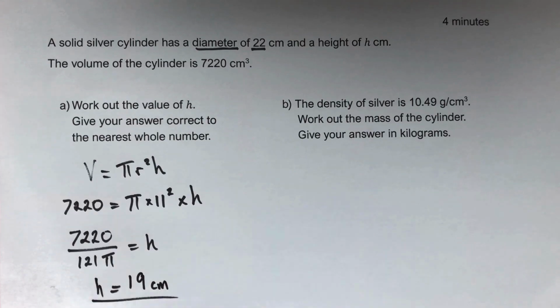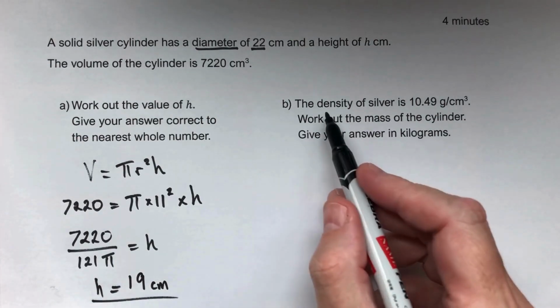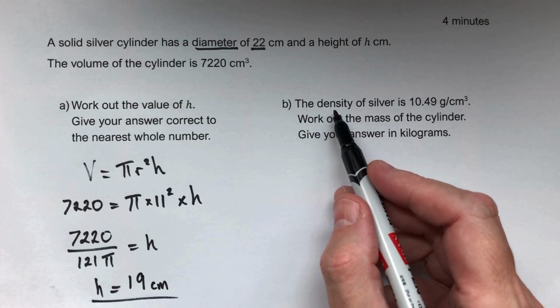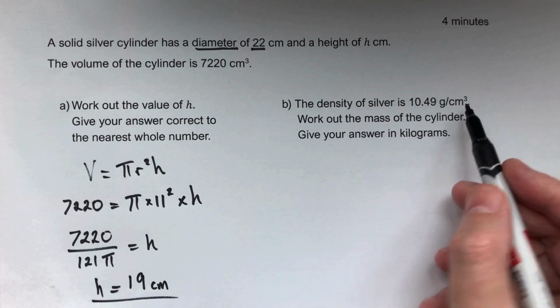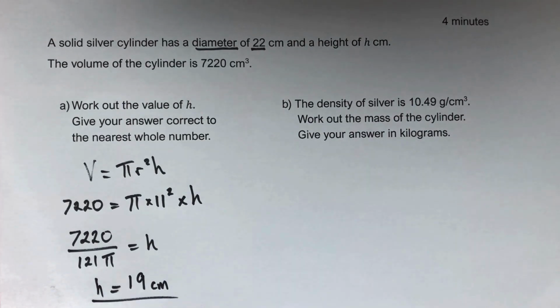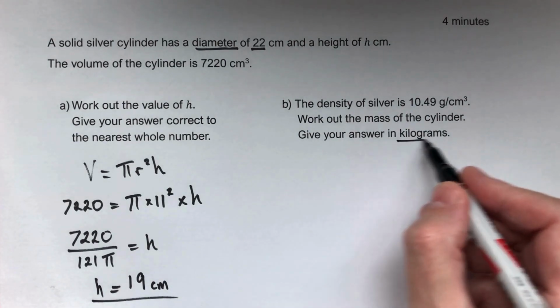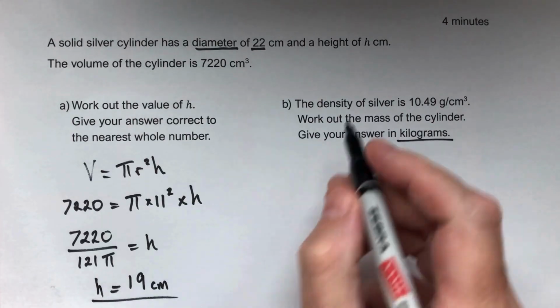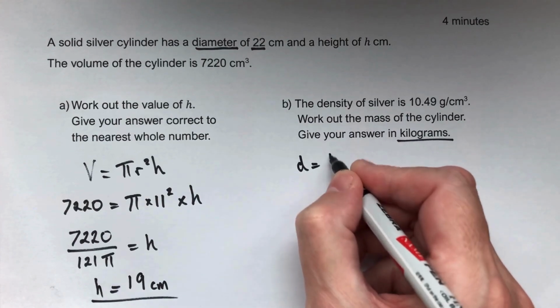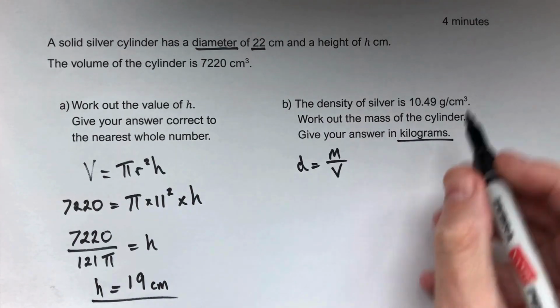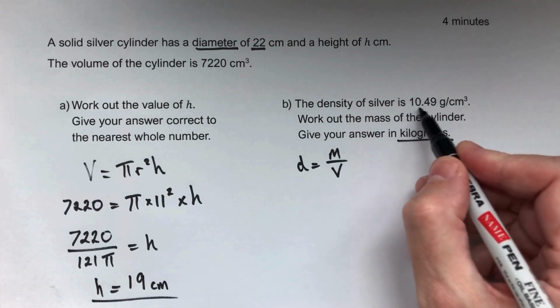So we found h. On to B. The question tells us the density of silver is 10.49 grams per cubic centimetre, and we need to work out the mass of the cylinder, giving our answer in kilograms. So first of all, the formula for density, which you'll need to remember, is that density equals mass divided by volume. You can see that from the units here.